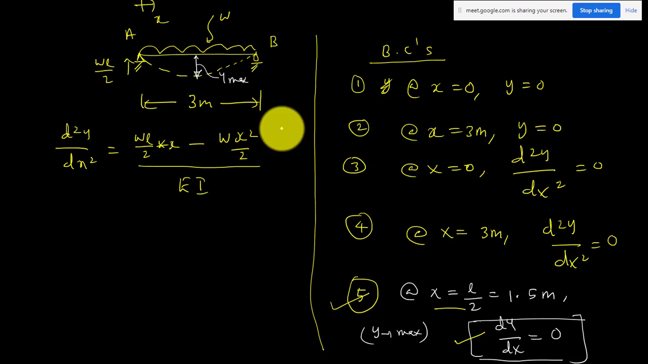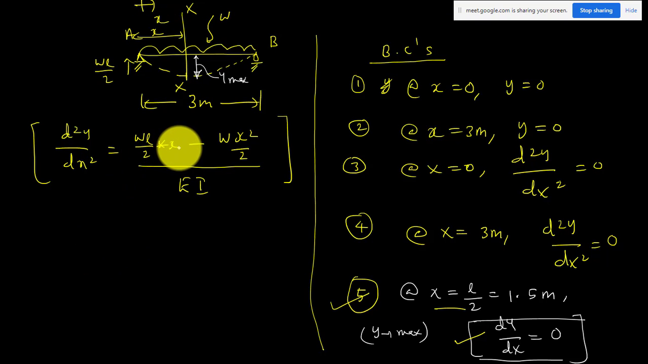I think you understood this. So d square y by dx square equal to M by EI, and M is Ra into x minus w x square by 2, because I have taken a section like this, where this distance is x meter. So your equation is wL by 2 into x, wL by 2 is the reaction at the support, minus w x square by 2, by EI. So here you can directly apply your double integration method, because your loading is continuous.